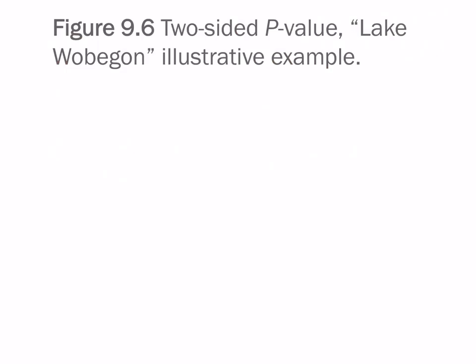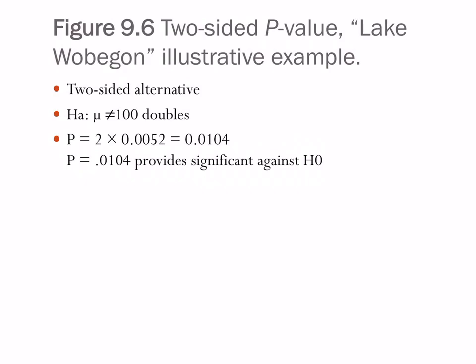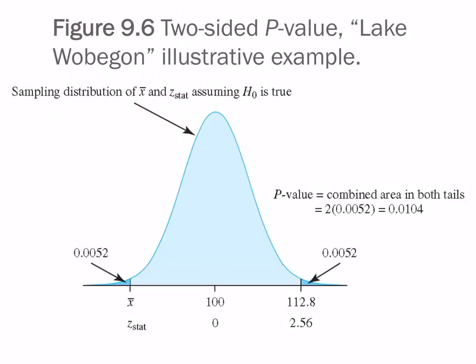For a two-sided p-value in the Lake Wobegon illustrated example, we set our null hypothesis as the same thing, where mu is going to equal 100. The alternative hypothesis is mu does not equal 100. We do the exact same steps because we already figured out the mean and our z-stat value. The only thing we do differently here is once you get your p-value of 0.0052, you multiply it by 2, and you get 0.0104, which still provides significant evidence against the null hypothesis.